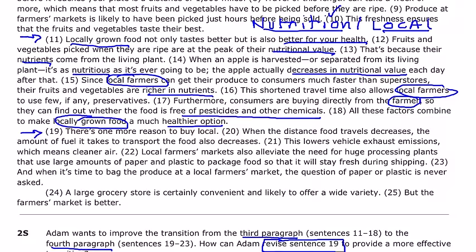So with my next paragraph, I'm going to do the same thing. I'm going to read it, and then I'm going to go back and underline and circle the words and phrases that tell me or support what that paragraph is about, so that I can make a decision about how to transition from one to the next.